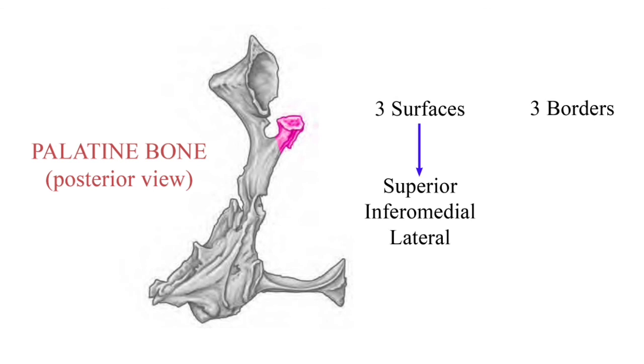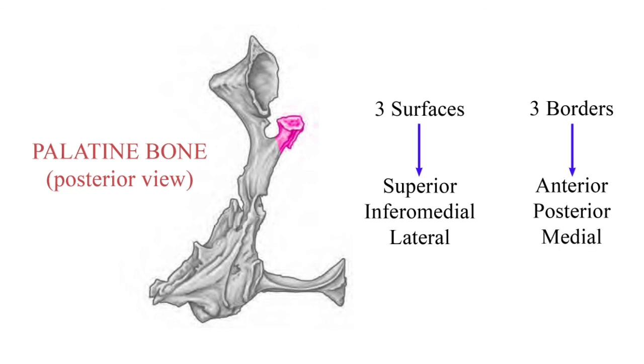The lateral surface forms the medial wall of pterygopalatine fossa. The anterior border forms the sphenopalatine notch. The posterior border articulates with the vaginal process of medial pterygoid plate. The medial border articulates with the lateral margin of the ala of the vomer.